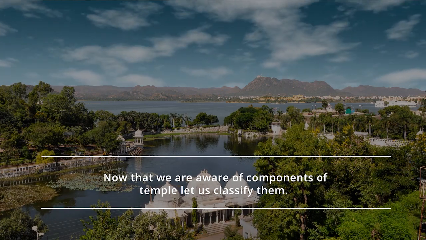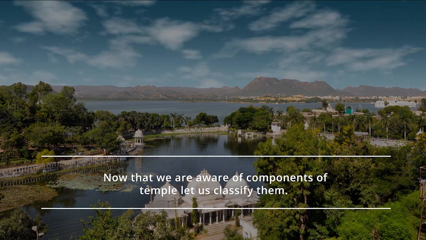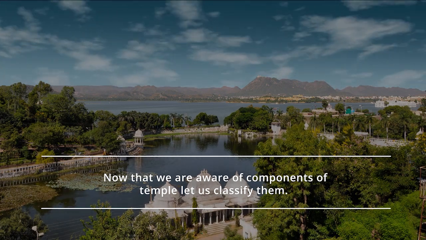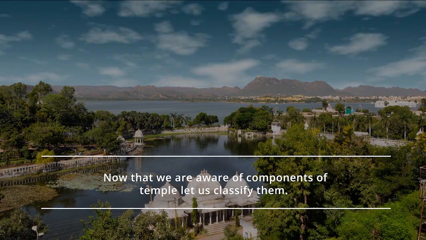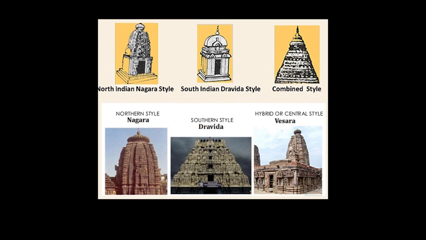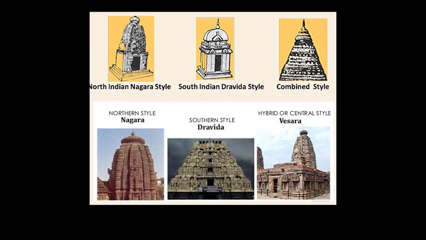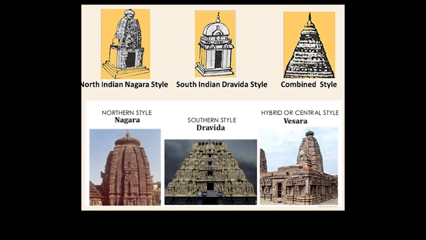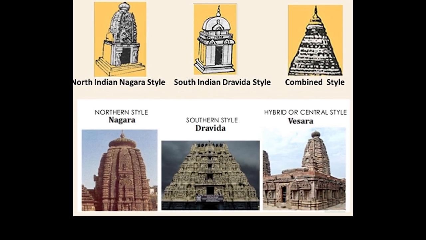Now that we are aware of components of temple, let us classify them. Indian temples can be classified into two broad orders as Nagara in North India, Dravida in South India. At times, the Vesara style of temples is seen as an independent style created through the mixing of Nagara and Dravida orders.